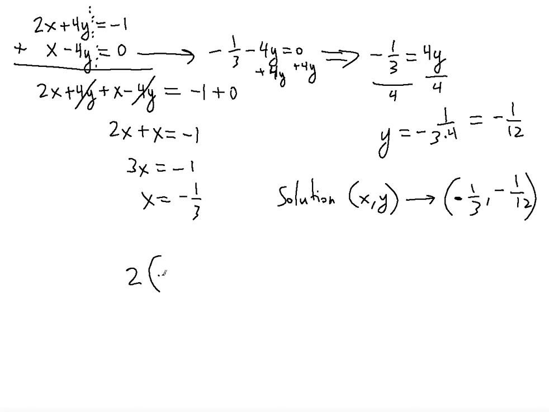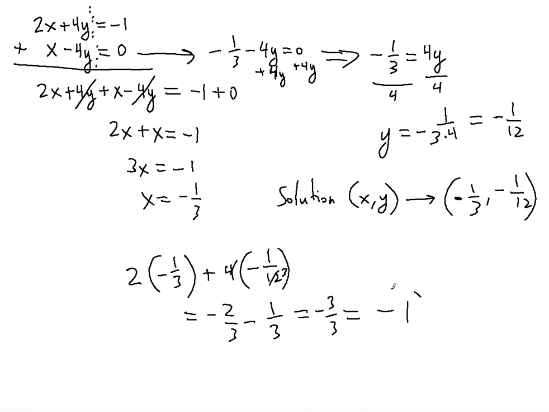So you can do 2 times negative 1/3 plus 4 times negative 1/12. That means negative 2/3, and 4 and 12 can be reduced: 12 turns into a 3, and the 4 is gone, so it's minus 1/3, which is what we want because we want the LCD. So negative 2 minus 1 over 3 is negative 3 over 3, and that's precisely negative 1, as given in the equation that we're using to check the example.